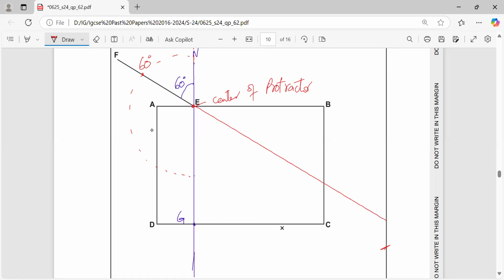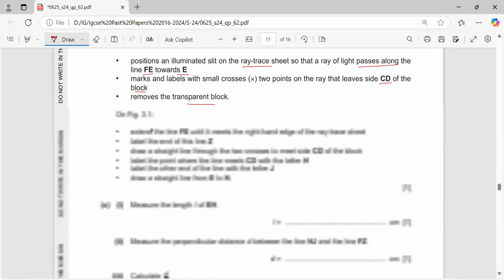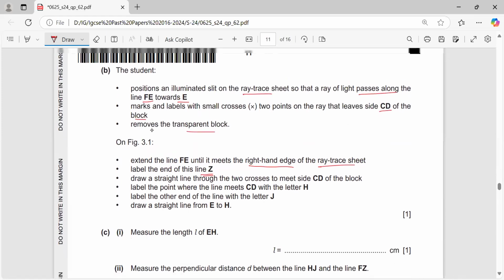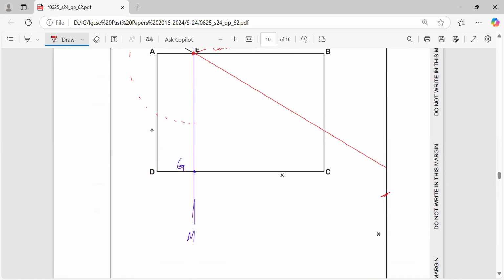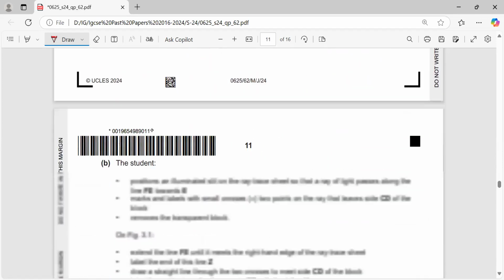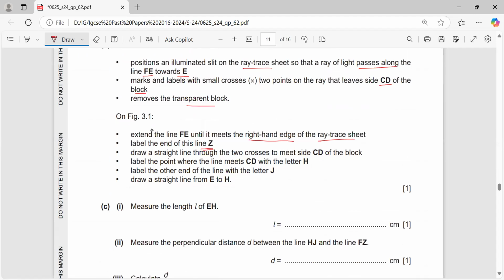Okay, and we have to label it with the letter Z. Then nothing from our side, we are just following the instructions of the examiner. Draw a straight line through the two crosses to meet the side CD of the block. Label the point where the line meets CD with the letter H. Label the other end of the line with the letter J.